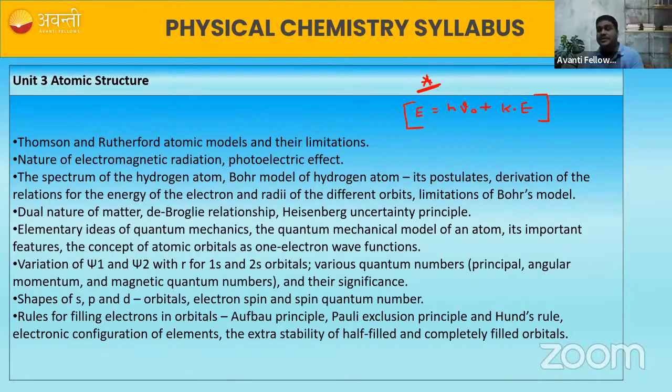And the quantum mechanical model, that is the variation of psi and psi squared with the radius r for 1s, 2s orbital, various quantum numbers, that is principal quantum number, angular quantum number, and magnetic quantum number, and their significance. Okay, shapes of the s, p and d orbitals, electron spin and spin quantum number, rules for filling the electrons, that is how we can follow the Aufbau principle for writing the electronic configuration, Pauli exclusion principle, Hund's rule, electronic configuration. So these all we are going to study in the atomic structure.